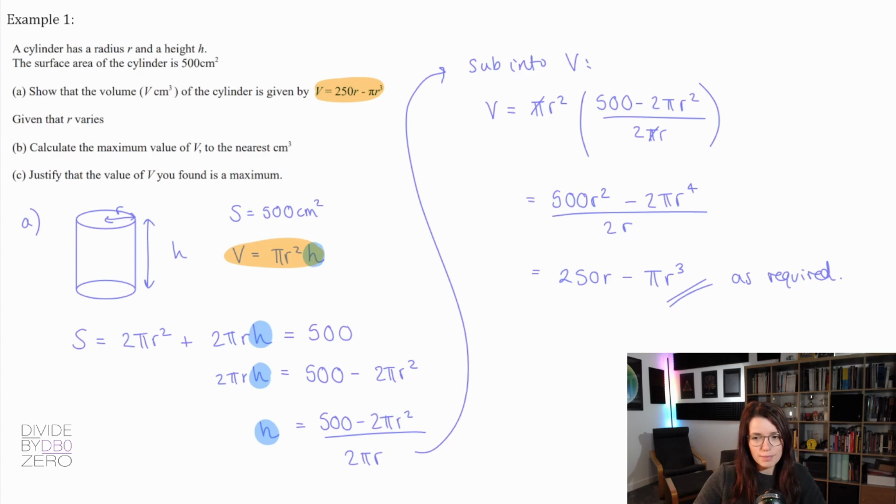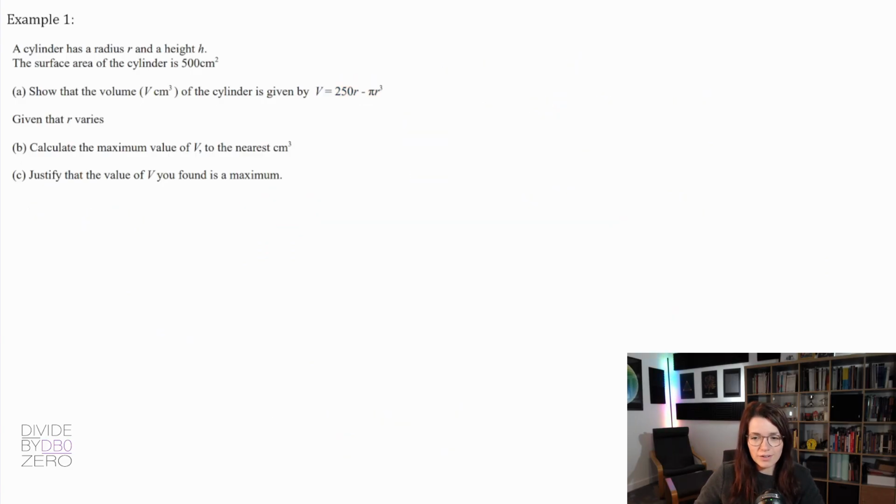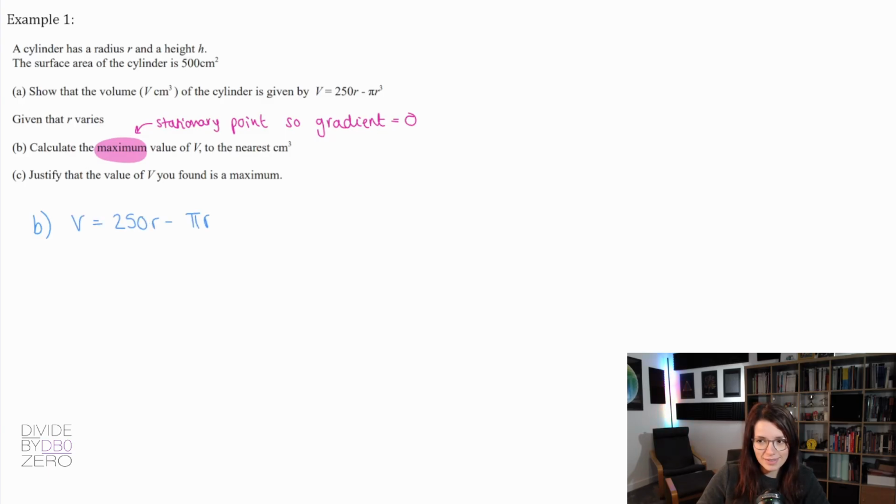So just to recap, for questions like this, you want to use the information that's been given, along with general formulas that you already know. Part B. Given that r varies, calculate the maximum value of v to the nearest centimetre cubed. Now that word maximum should hopefully make you think of stationary points, so where the gradient is going to be equal to 0. Now even if you haven't managed to do part A, you can attempt part B because you just need to use the v equation that was given.